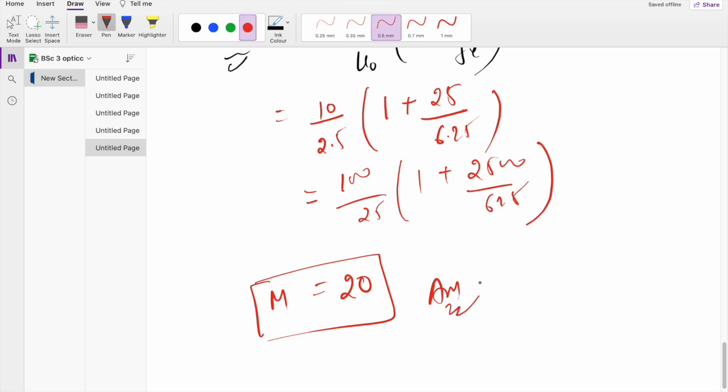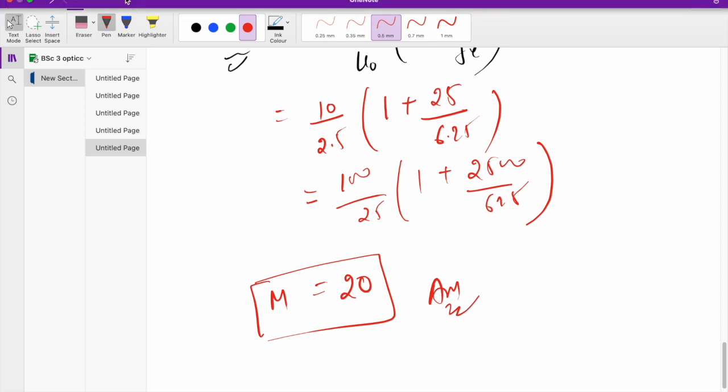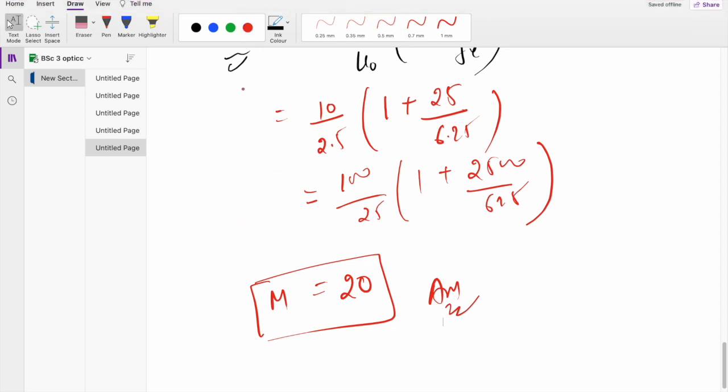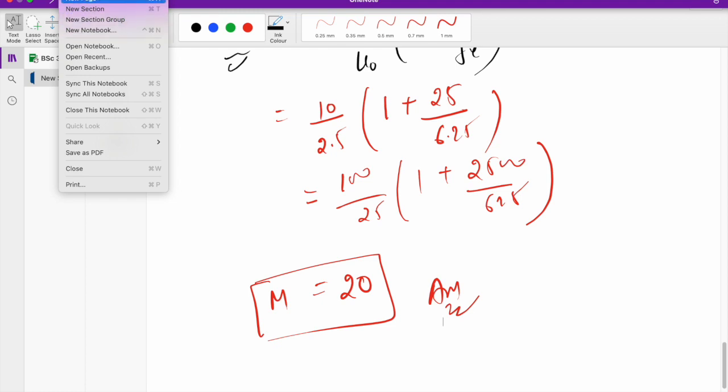So this was our numericals from the compound microscope. We had already discussed the simple microscope, compound microscope, and telescope. Now we take an example. Let's take a new page.